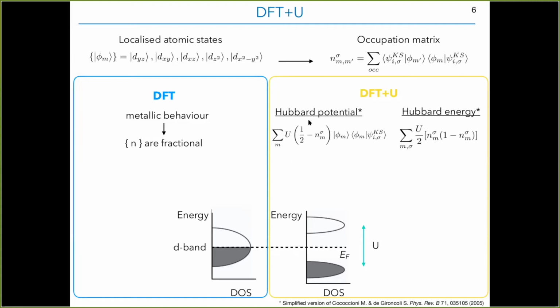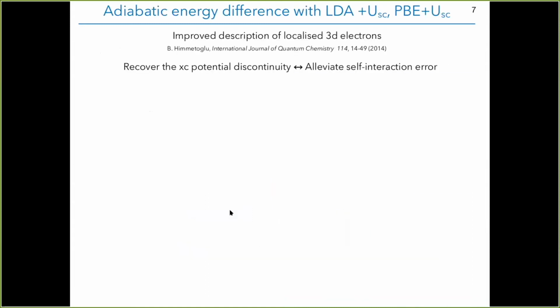In DFT plus U, the idea is that we can introduce a Hubbard potential that forces the occupation to be either 0 or 1, so it opens the gap, and in the expression of the total energy, a Hubbard energy term that penalizes fractional occupancies is added. And as I anticipated before, in this formalism, the Hubbard U parameter can be computed ab initio as the global curvature of the total energy with respect to the occupation of the selected subshell.